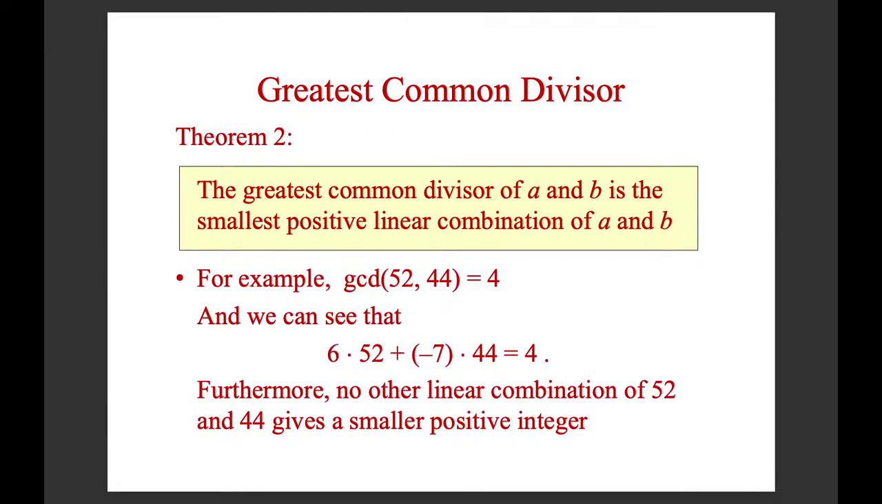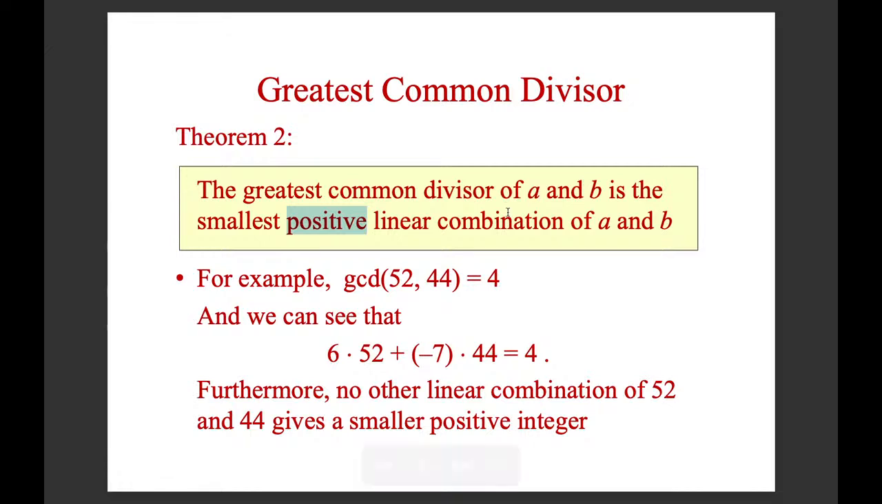Now we have a very interesting theorem related to greatest common divisor. It turns out that the greatest common divisor has another property that uniquely defines it. The greatest common divisor of A and B is always the smallest positive linear combination of A and B. We need to be careful and have positive, because otherwise we can have a linear combination of A and B that goes to minus a very large value. And also, we can always have a linear combination of A and B that is equal to 0.